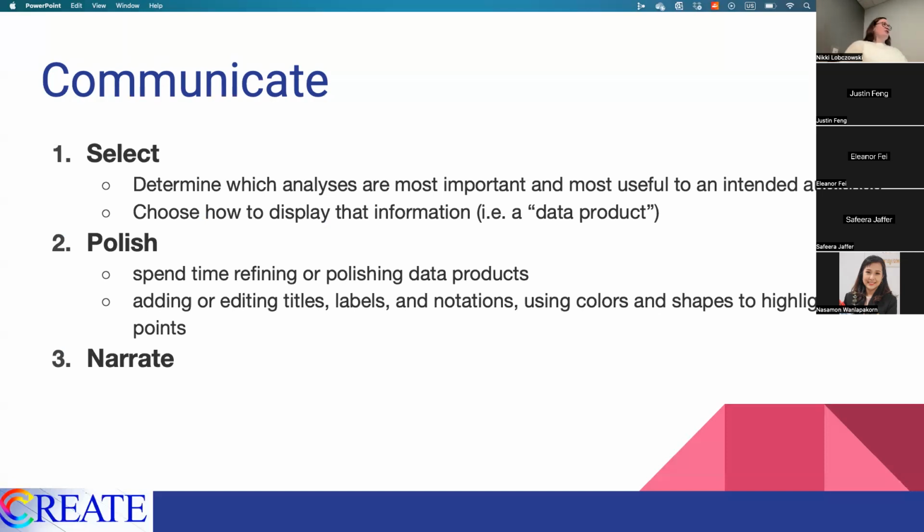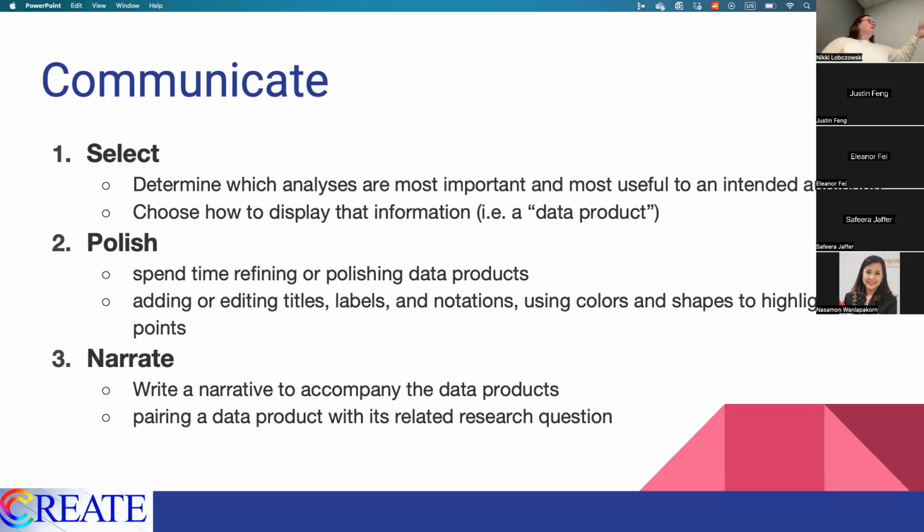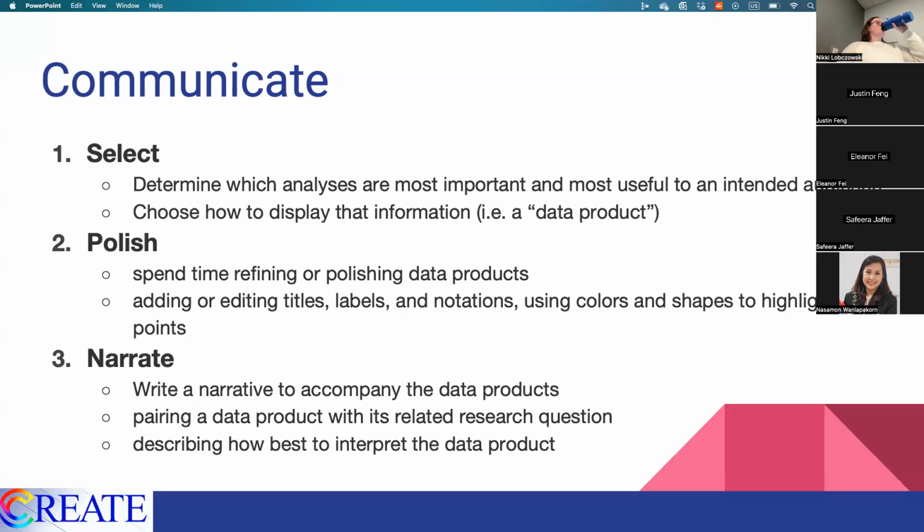Then you want to narrate, which is just a fun way to avoid the word write. So you want to write a narrative to accompany. This is for publishing or writing a manuscript: you want to select the analyses, you want to polish up the graphs or the products, and then you want to write a narrative to accompany those, pairing a data product with its related research question. And then again, describing how to best interpret the data product.